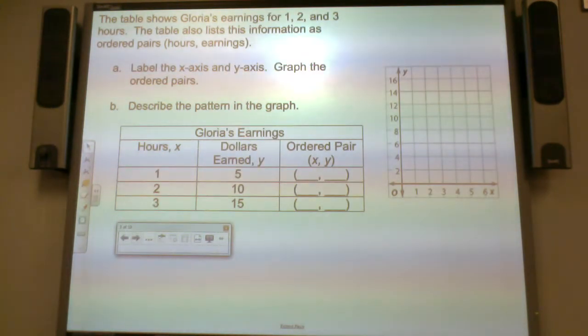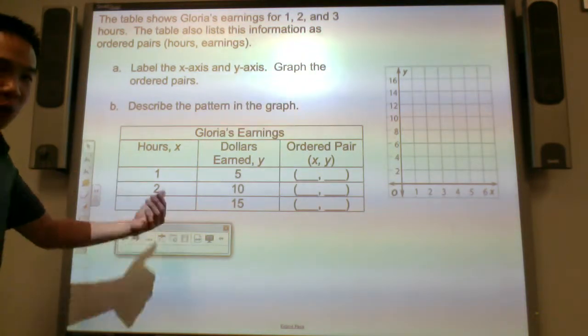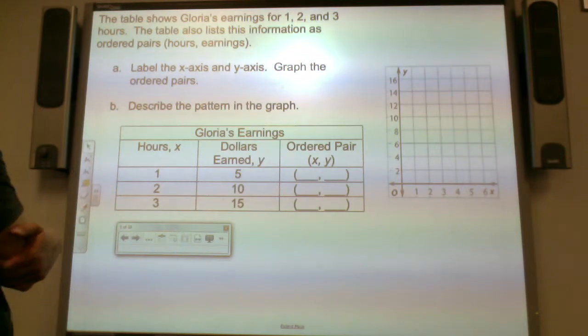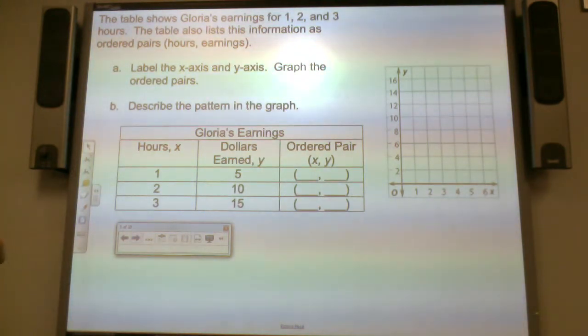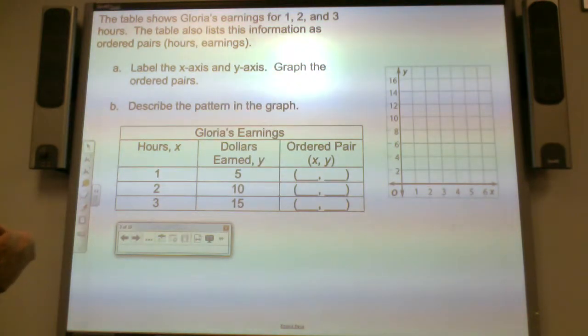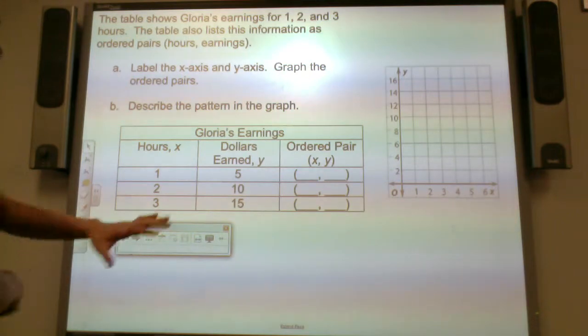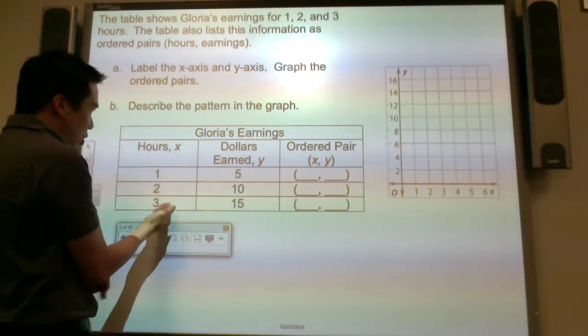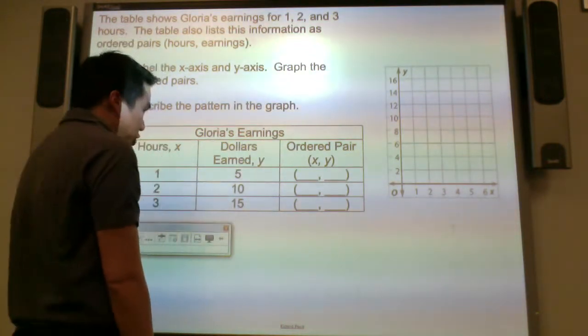So let's look at a real-world question where you'll see where you need to graph this. The table shows Gloria's earnings for 1, 2, and 3 hours. The table also lists the information as ordered pairs, hours and earnings. Label the x-axis and y-axis, graph the ordered pairs, describe the pattern in the graph. So before we do it, let's complete our table. As you can tell, the x is hours, the y is dollars earned.